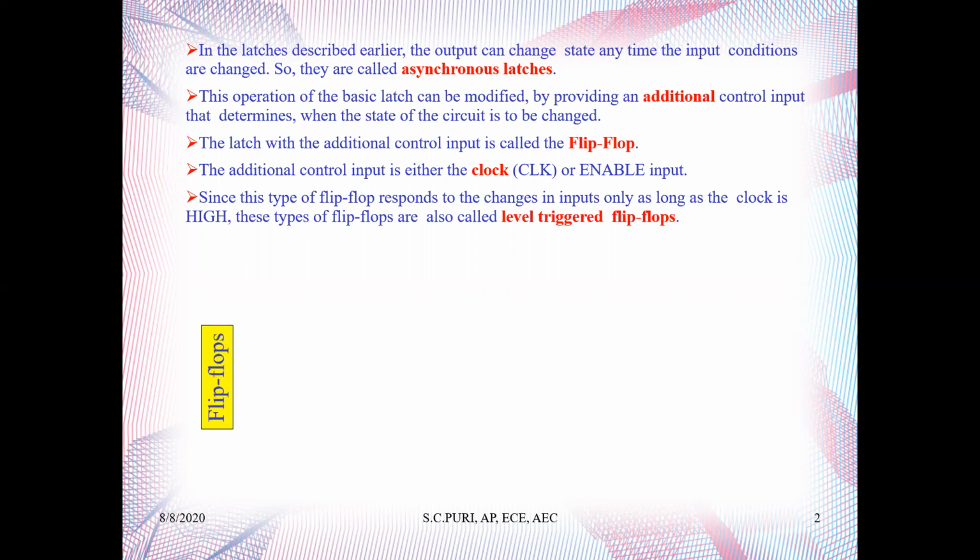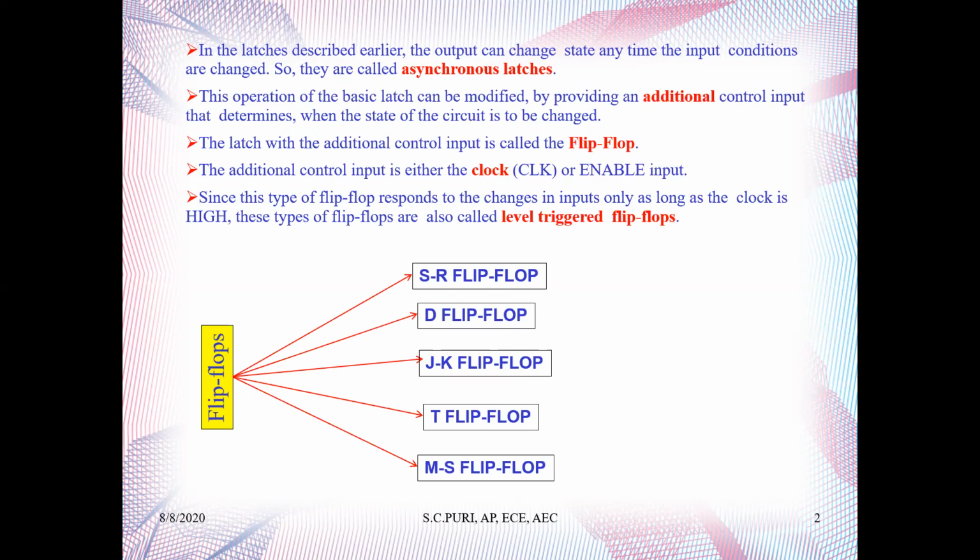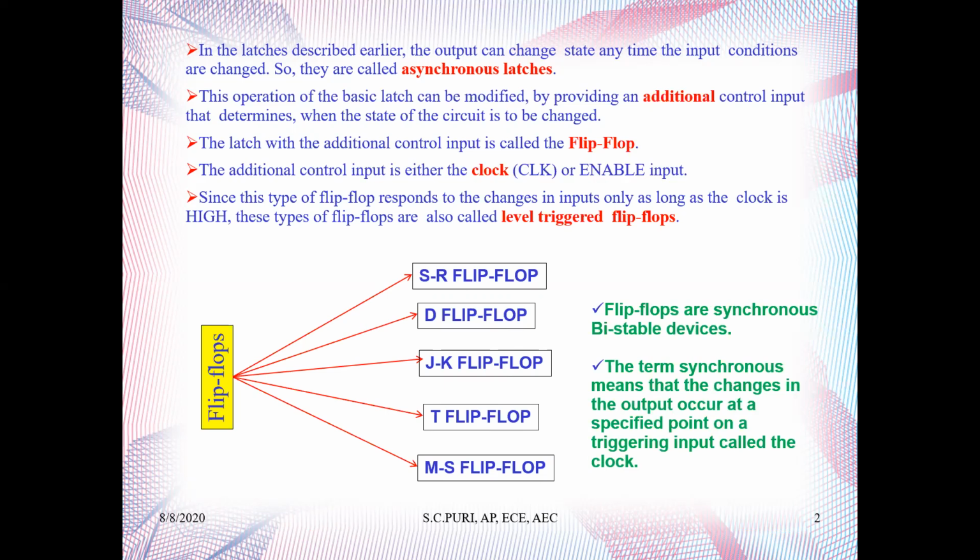Now flip-flops basically are classified into SR flip-flop, D flip-flop, JK flip-flop, T flip-flop, and master slave flip-flop. Flip-flops are basically synchronous bistable devices. That is, they operate in two stable states, 0 and 1. The term synchronous means that the changes in the output occur at a specific point on a triggering input called clock. Now let us talk about SR flip-flop.